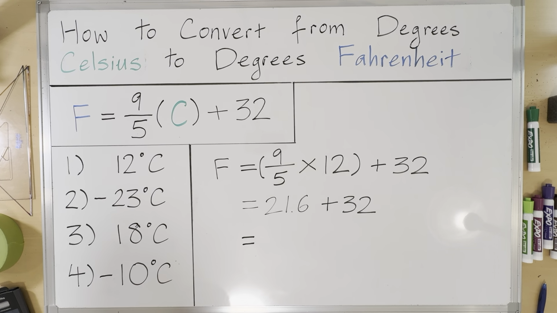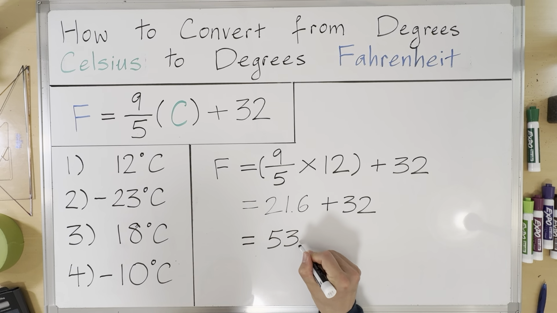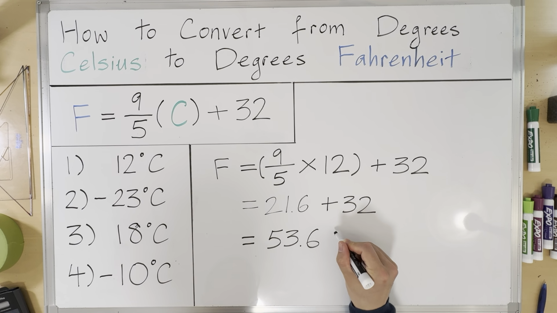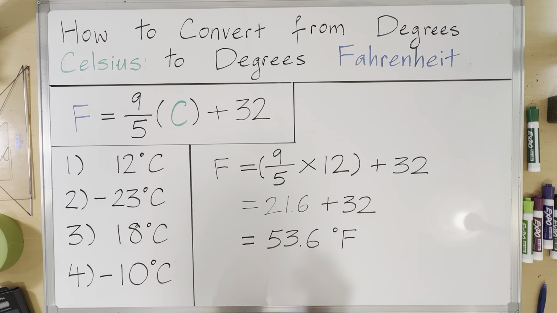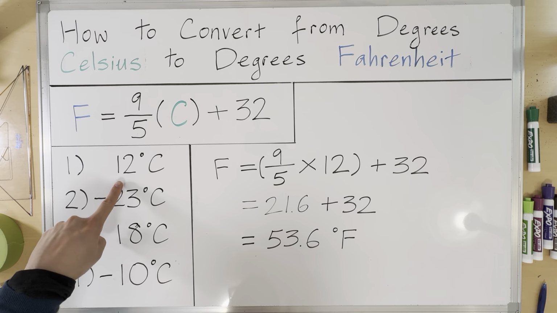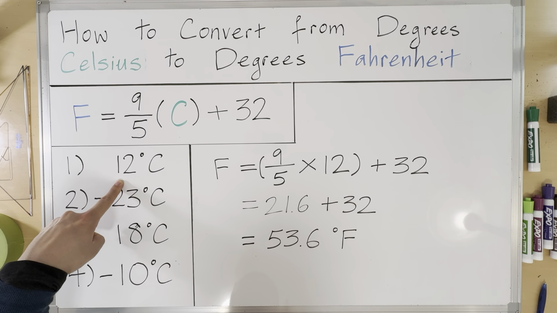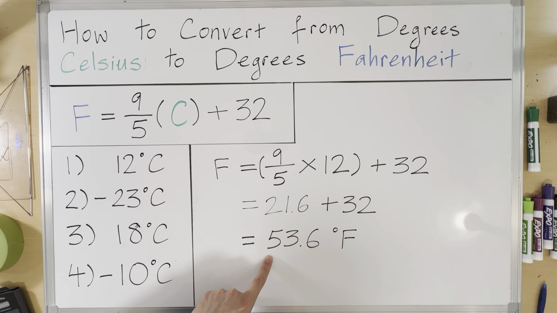And 21.6 plus 32, that is equal to 53.6 degrees Fahrenheit. And so therefore, 12 degrees Celsius is equal to 53.6 degrees Fahrenheit.